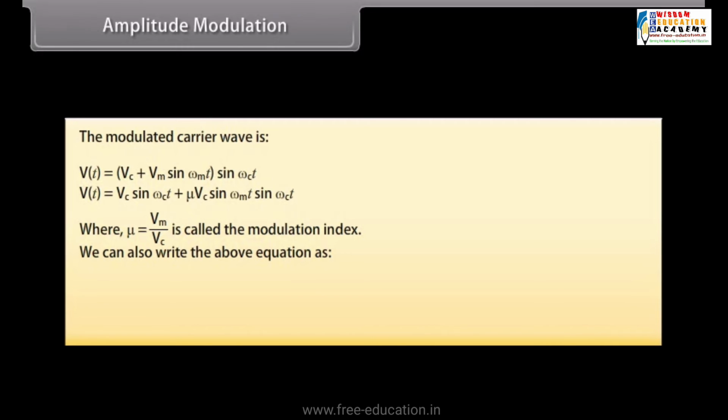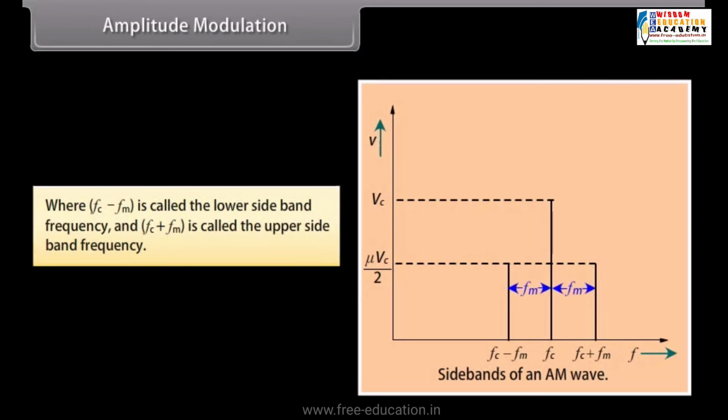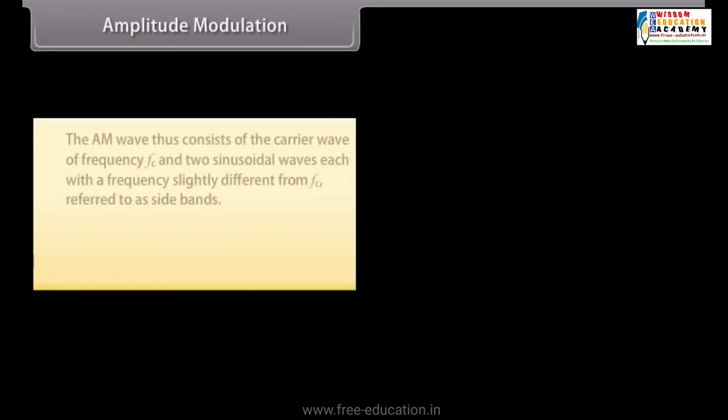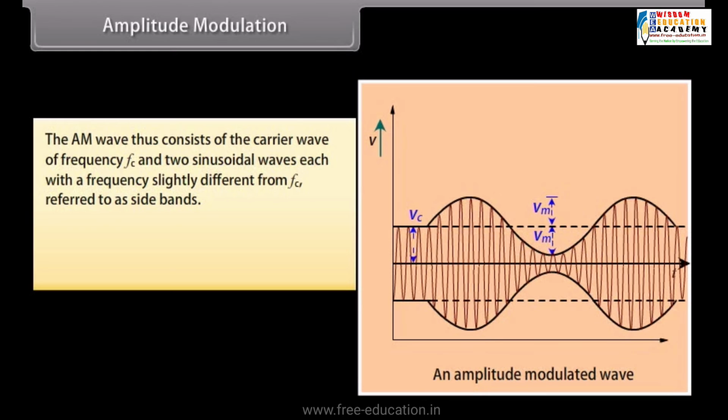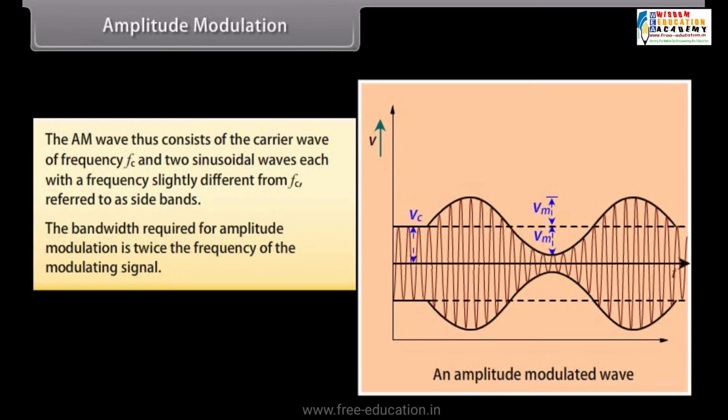We can also write the above equation in another form. Here fc minus fm is called the lower sideband frequency and fc plus fm is called the upper sideband frequency. The AM wave thus consists of the carrier wave of frequency fc and two sinusoidal waves, each with a frequency slightly different from fc, referred to as sidebands. The bandwidth required for amplitude modulation is twice the frequency of the modulating signal.